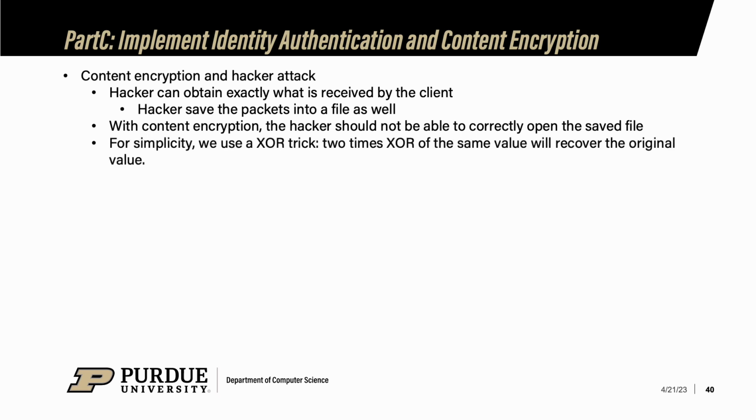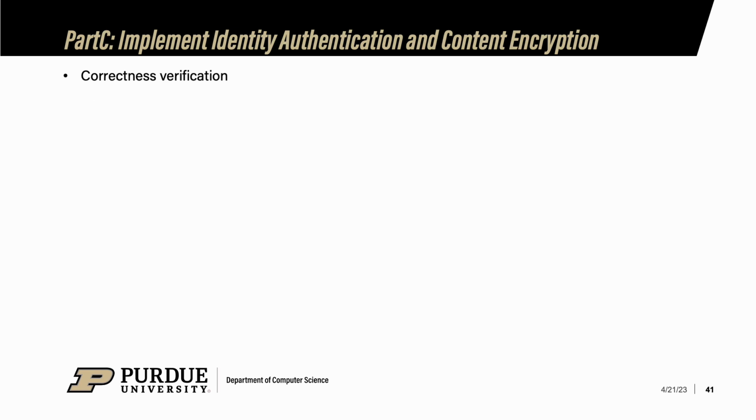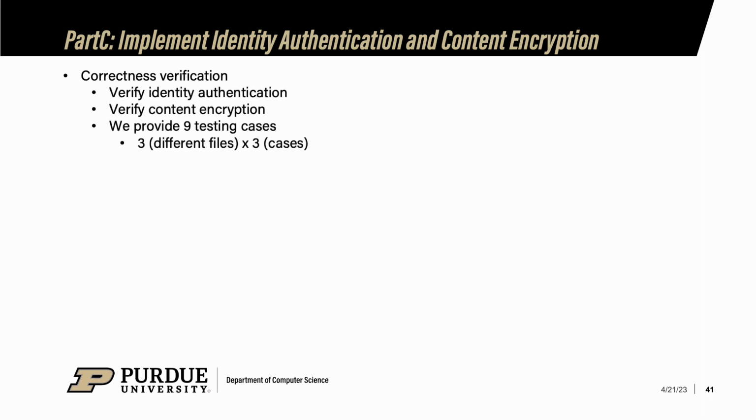The trick is that if we apply the exclusive or operation twice with the same value, the input value can be recovered. Here is an example. Applying the exclusive or operation twice to A results in the same value as A. To verify the correctness, we design 9 testing cases for Part C with different file sizes. For each case, we test if the authentication works and if the content encryption works.